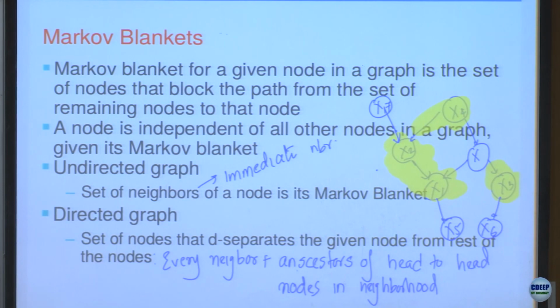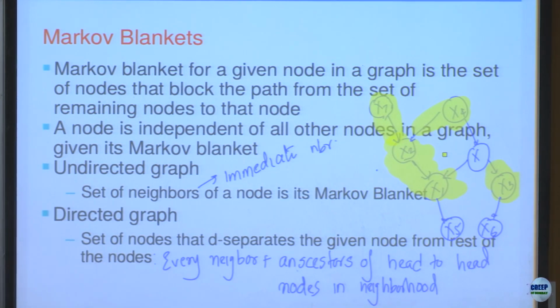x7. So you have to include x7 as well. So this is the kind of complication with directed graphs. Again, everything is just building upon intuition we have developed in the last class. That's why we spent more time in the last class understanding the basic concept of head-to-head nodes.